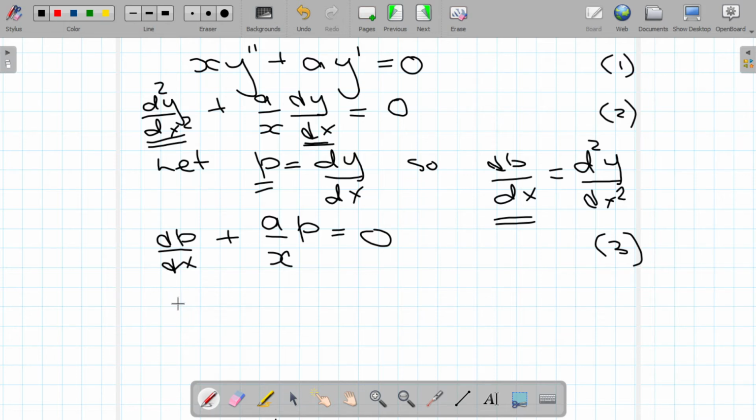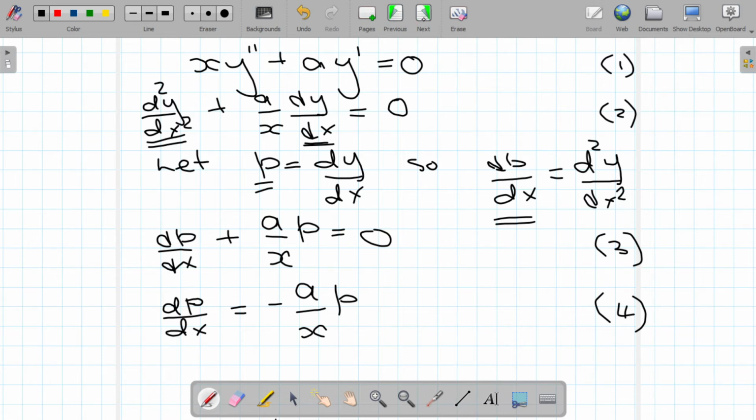So I'm going to solve this equation by separating the variables, but you could use the integrating factor method. So to solve this equation by separating the variables, what I'm going to do first is write dp by dx, and we're going to put that equal to minus a over x times p. We're going to call that equation 4.